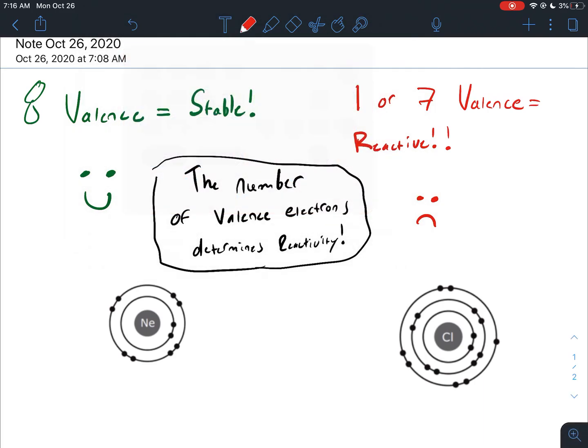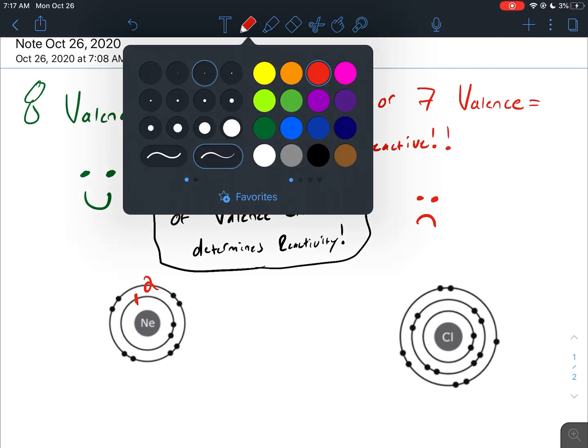So let's take a look here at these atoms. In the lower left, I have a model of the atom neon. What we're going to do here is understand how many valence electrons there are in neon and how many total electrons. First thing we have to do is understand how many energy levels there are. You're going to see that I put a 1 and a 2 over the rings around neon. That just means there are 2 energy levels or 2 shells around neon.